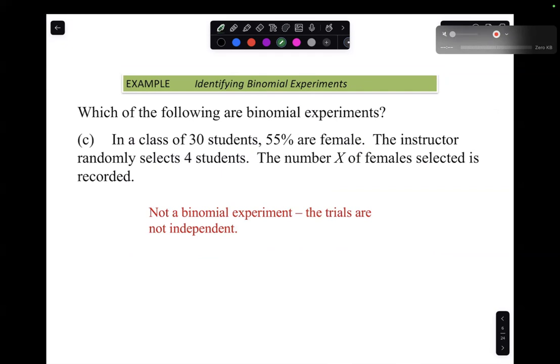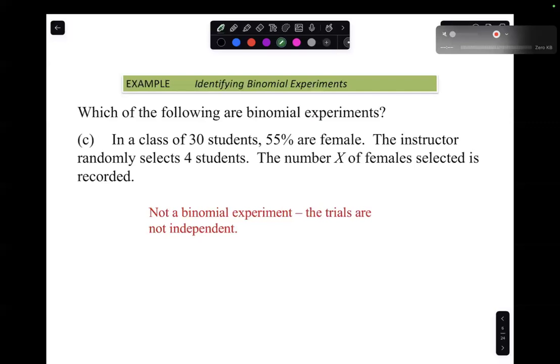Okay, the trials are not independent because if I have 55% females, let's just pretend I have 100 students in the class, even though it says 30, but 100 is easier math for me. Once I take one student out, let's say I take a boy out, now there's 99 students in the class. So now I have 55 females, but I now have 44 males instead of 45 males. So the probability of success is now different.